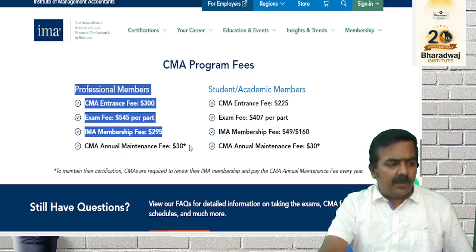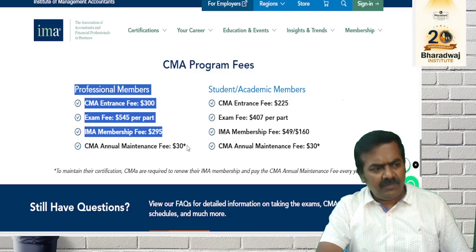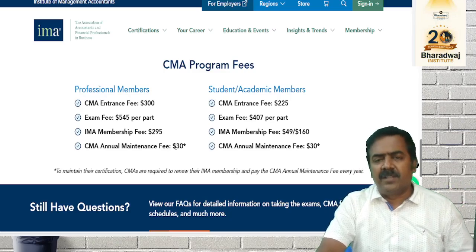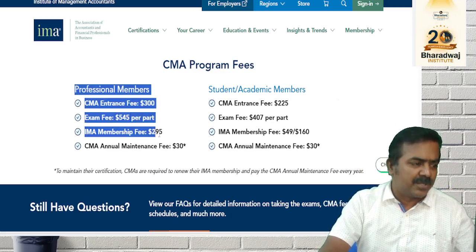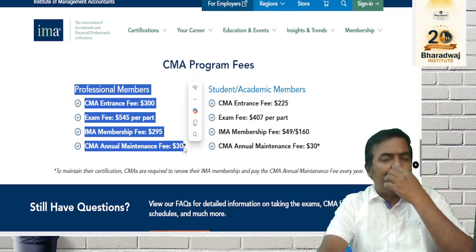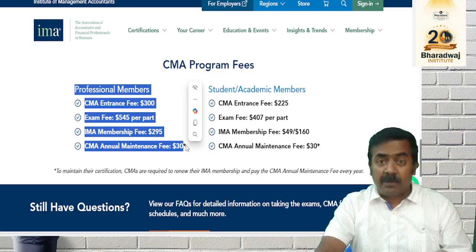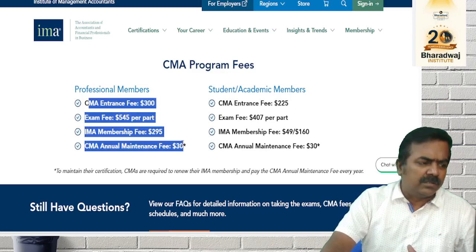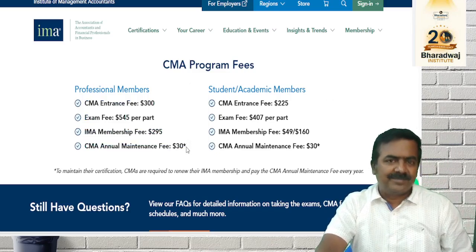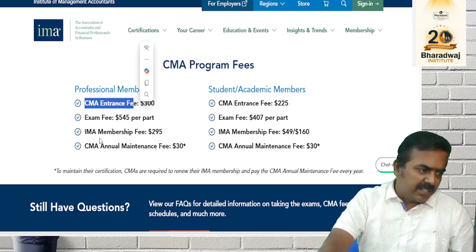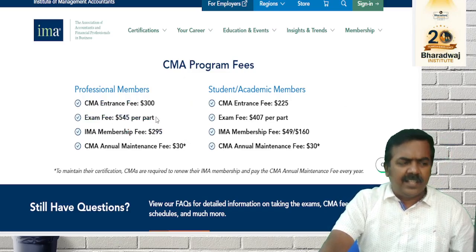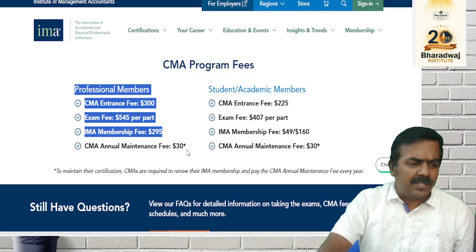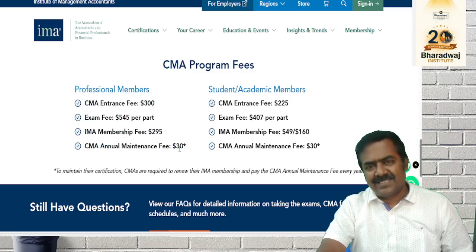Regarding discounts, IMA offers discounts during certain periods. During December they offer, during April they offer, March they offer discounts. So whenever the discounts are coming, I'll inform you in the group. If you're prepared, then register and write your exams. Discounts will be around 30 to 40% for entrance fees and membership fees. Exam fees, they normally give a 20% discount. But again, IMA has to decide when they give the discounts.